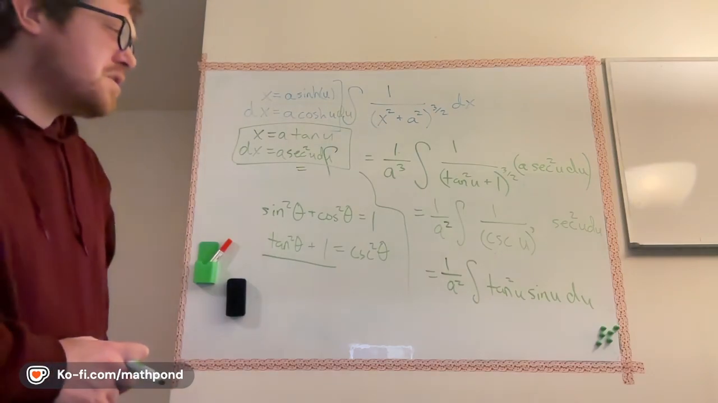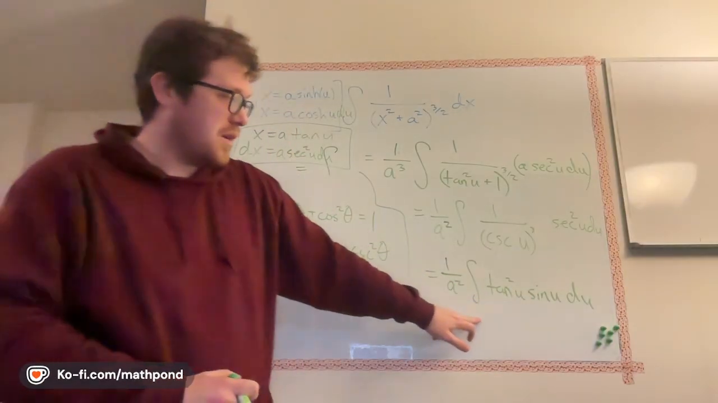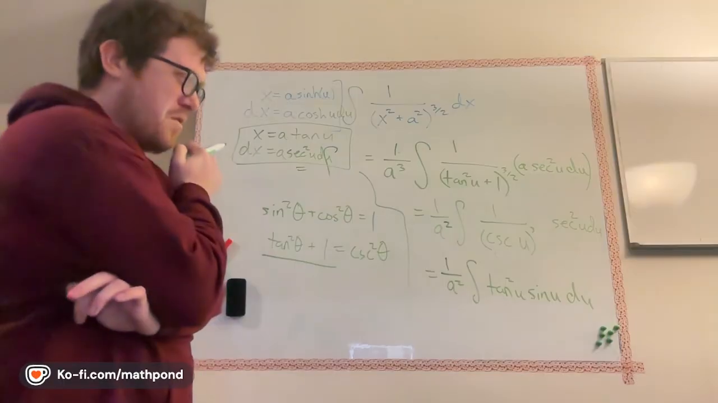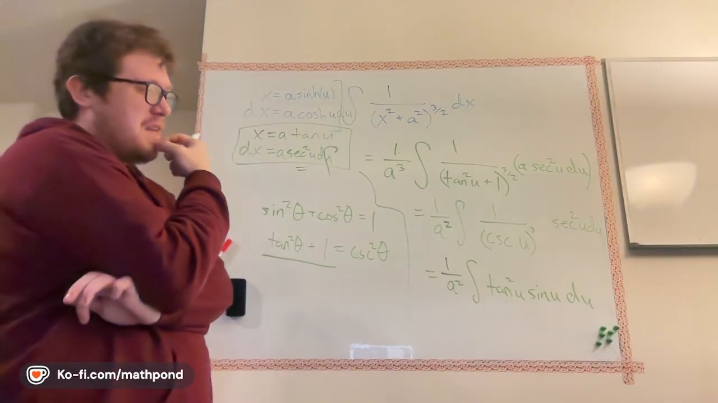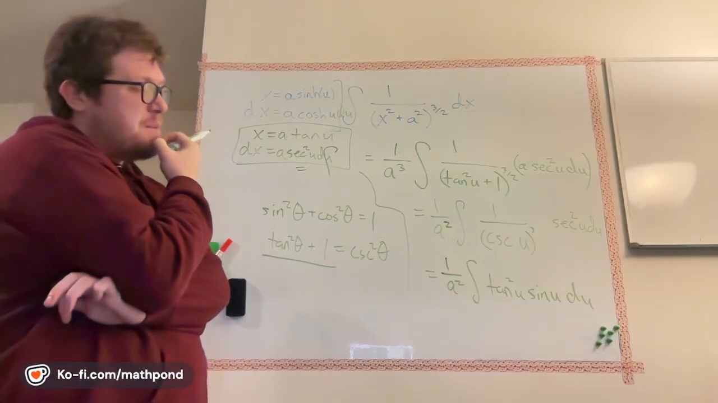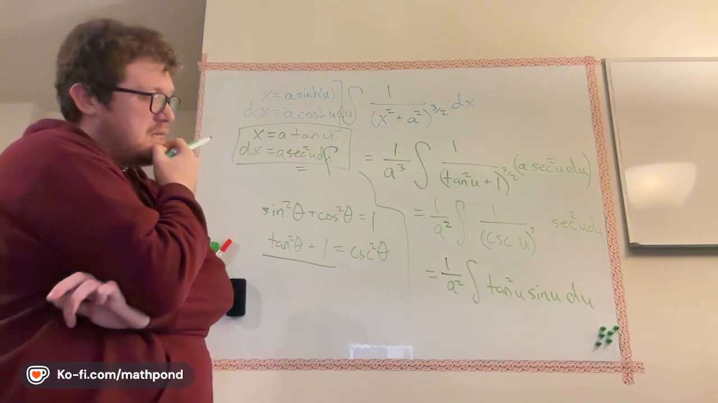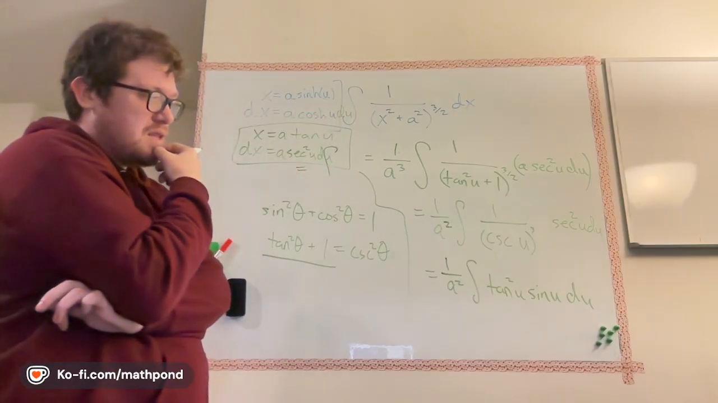Tangent squared u sine u. I mean, does this have a nice antiderivative? Can we look this one up in the back of the book? I can't remember. It doesn't look like any of the ones I remember. It looks like the ones that you might need to do repeated integration by parts or something. Or maybe this one is in the calculus book.